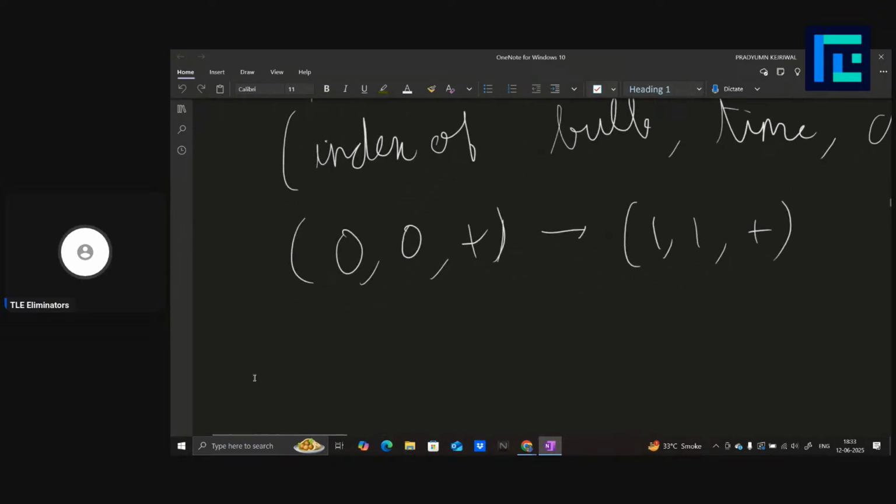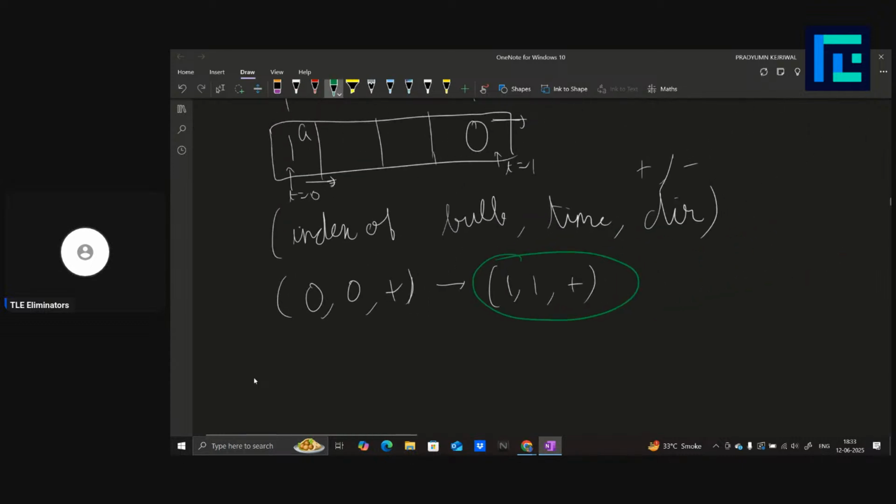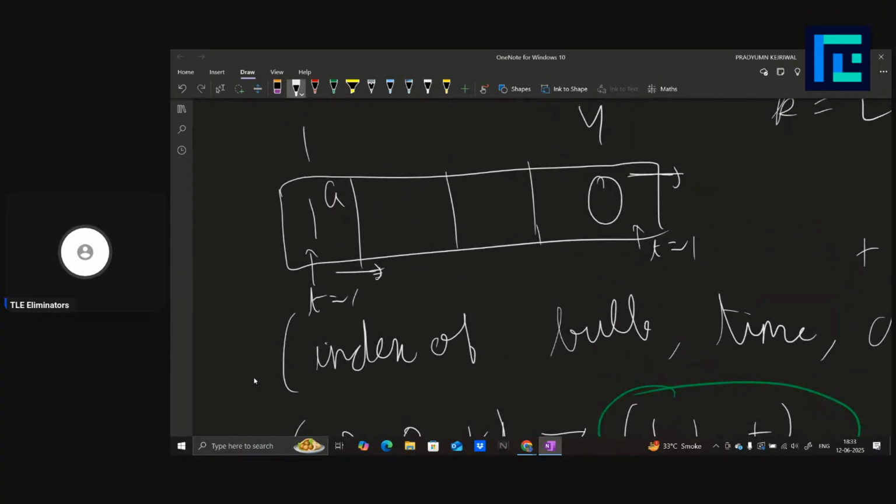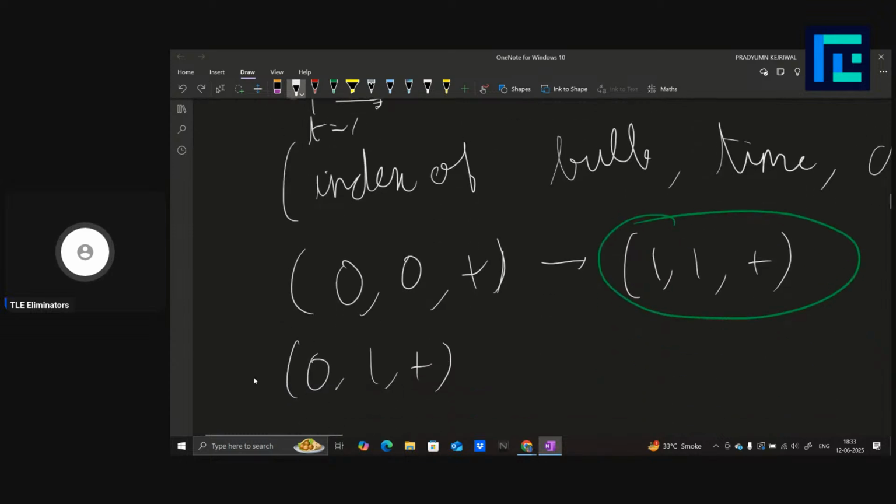So this 1 1 plus is a base case. Now, what about the other cases? Let's say we want to see 0 1 plus. 0 1 plus means we are spawned here at t equal to 1 in positive direction. Since t equal to 1, this bulb is red, right? The bulb is red, so we'll go this side and we will escape this. So essentially, this state is also a base case.